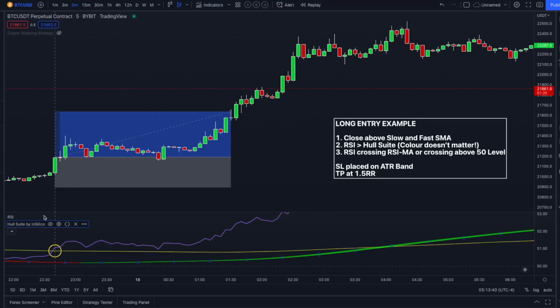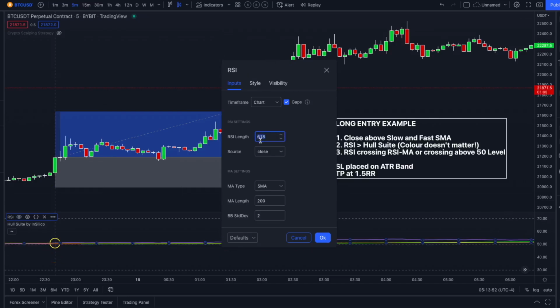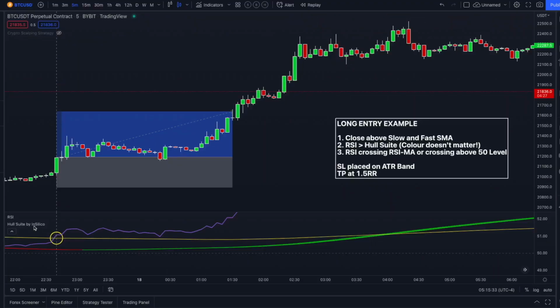Alright guys, now let's go through the indicators that you need on your chart in order to make it work. So first of all, you are going to need the basic RSI indicator by TradingView and change the length to 618. Leave the source at close, and for the MA type select SMA and change the MA length to 200. In the second step, you are going to need the house yield indicator by FinAlgo, and you want to plot it on the RSI indicator.